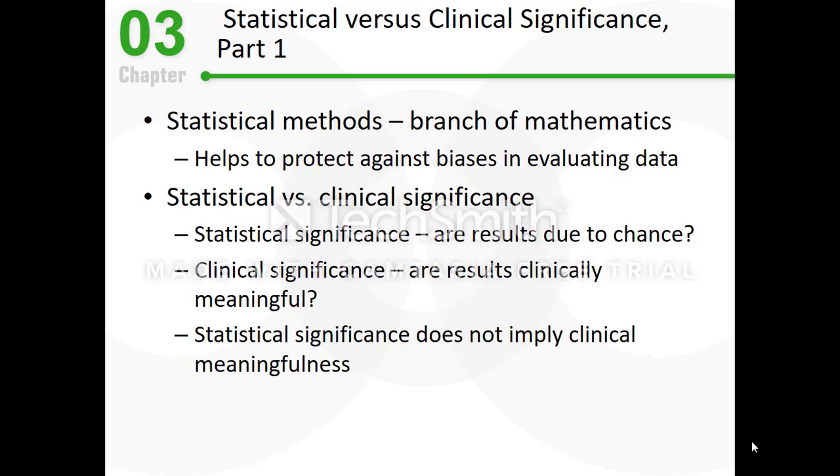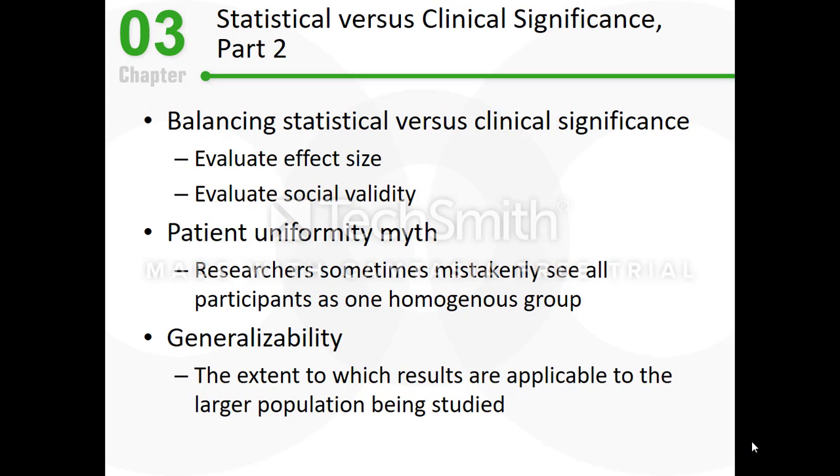We have to decide on the statistics that we're going to use. Are we doing descriptive? Are we doing inferential? A combination of those things. So what is stats? It's a branch of mathematics that helps us protect against bias. We're looking for statistical significance. In other words, are these differences due to chance? We're looking for clinical significance. Does it seem to have clinical meaning for my client? Statistical significance doesn't always mean clinical significance. So how do we evaluate those two? We look at the effect size coming out of our data. We look at the social validity.